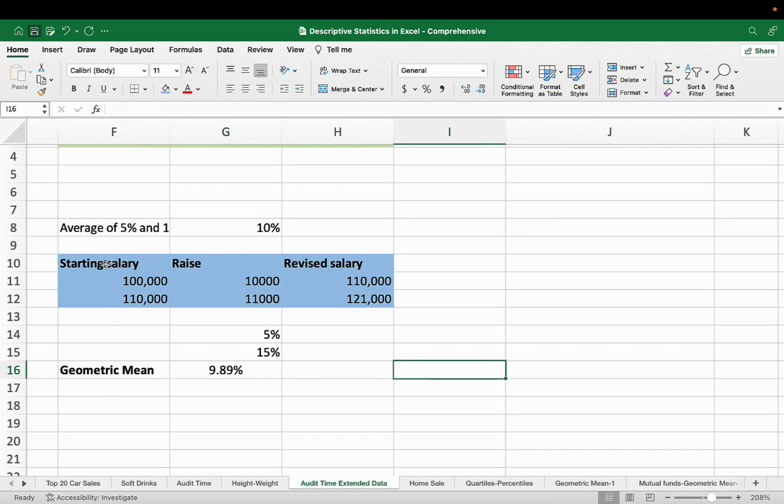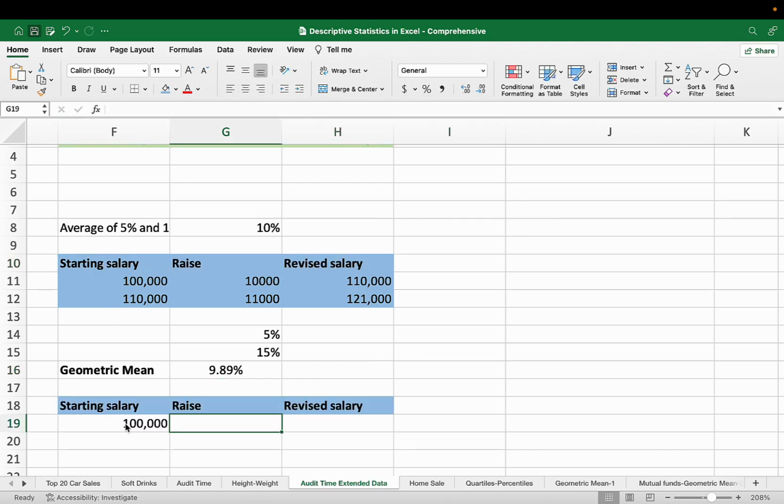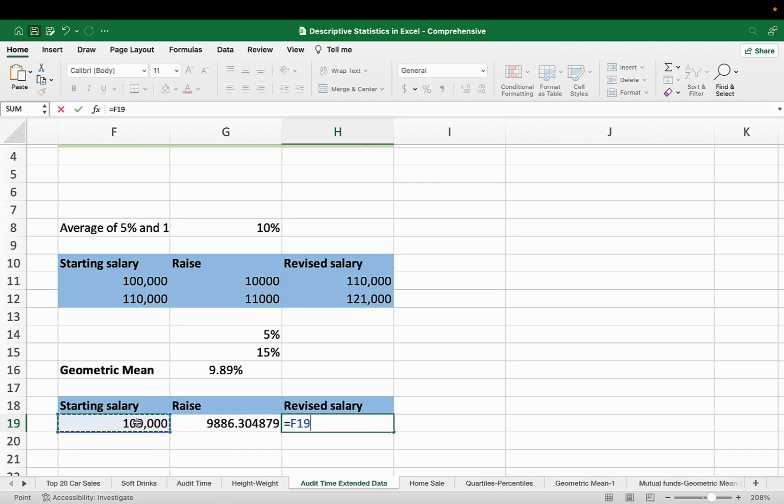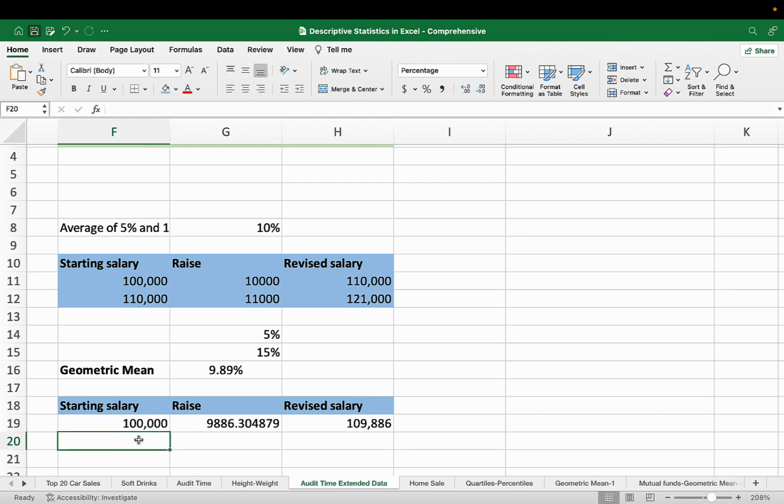Okay, let's use this one. The starting salary is 100,000 and the raise is equal to this one multiplied by 9.89%, so this is the raise, which means 9,886, and the revised salary will be starting salary plus raise, and this salary becomes the starting salary for the next year.